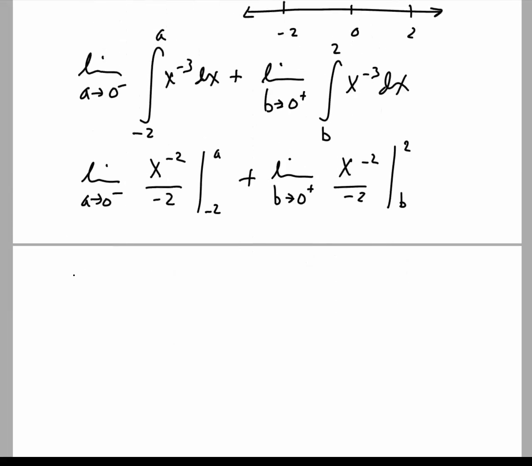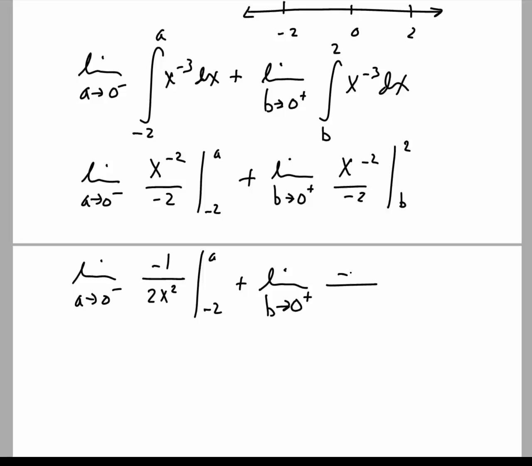Okay, so simplifying the limit as a approaches 0 from the left, this flips down to negative 1 over 2x squared, negative 2 to a. Lots to keep track of here. Can't drop my limit notation. Negative 1 over 2x squared, evaluated from b to 2. Okay, so let's go ahead and take those limits.